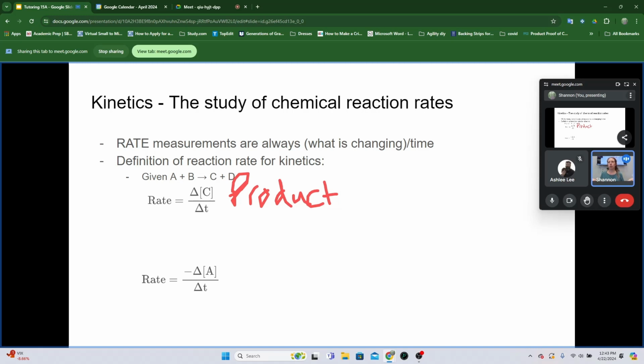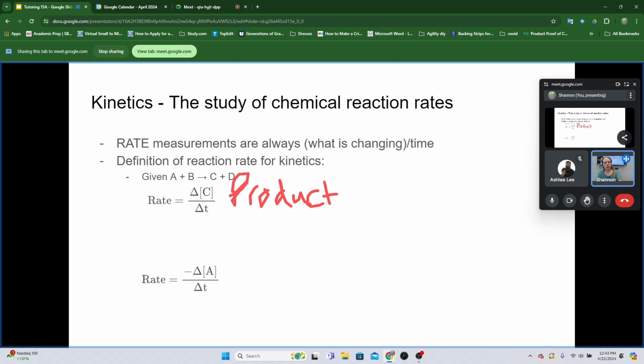A chemical reaction is A plus B react to form C plus D, right? And so this C here is on the product side, okay? It could be D, right? It's any of the products. It could be C or D, but it's written in your book as C, okay?